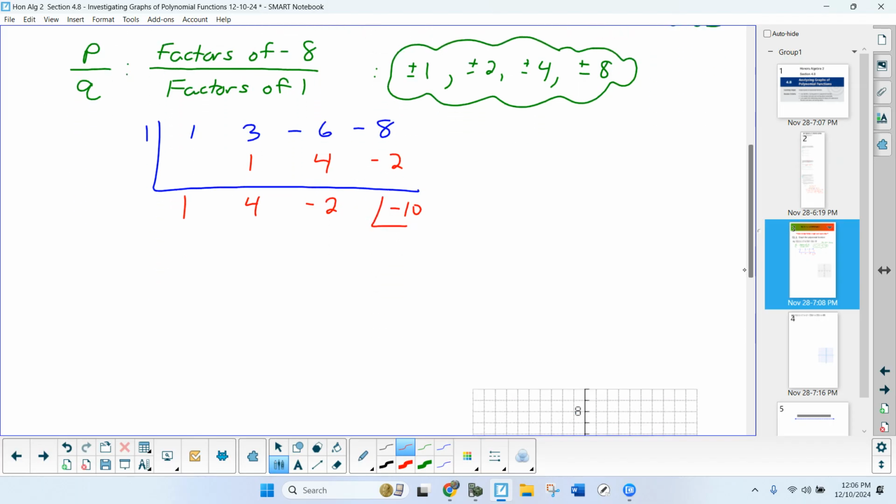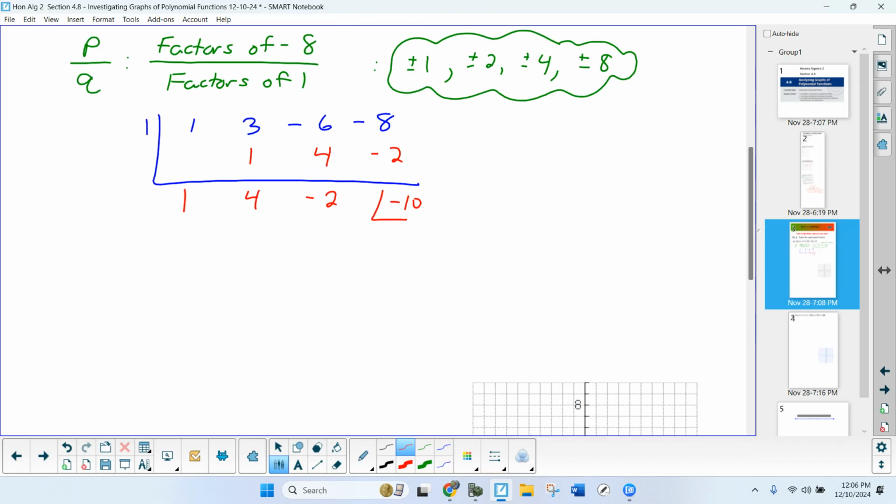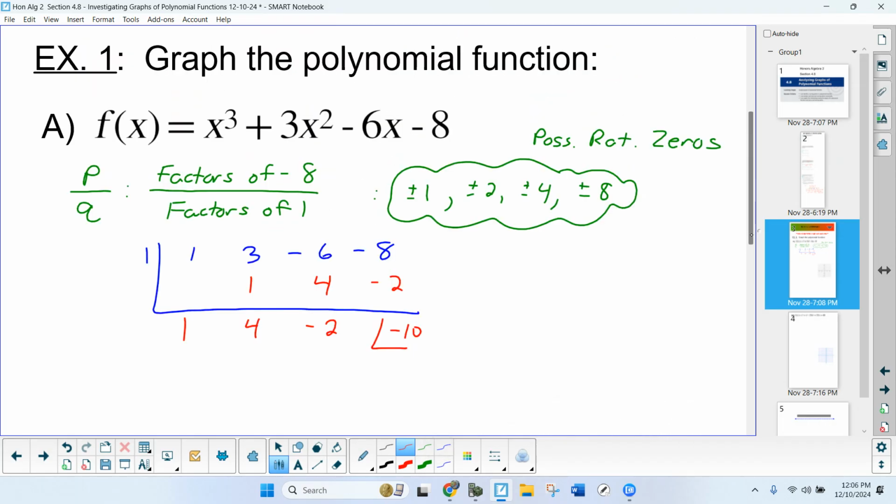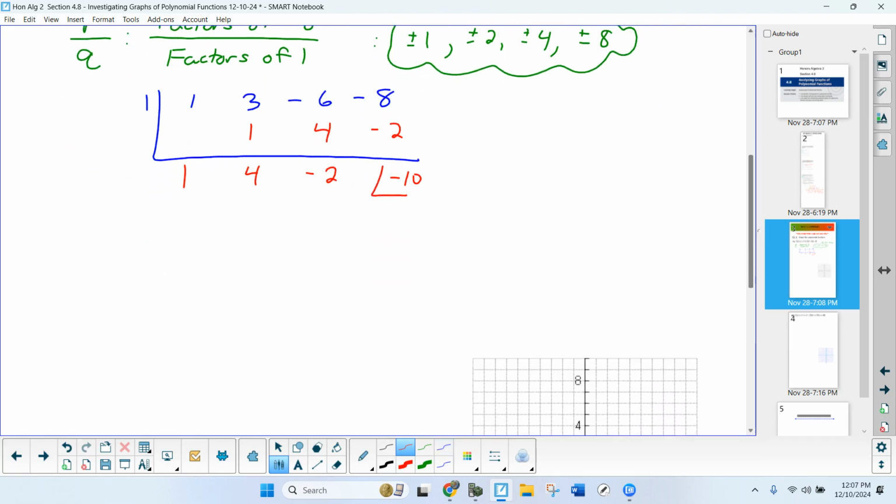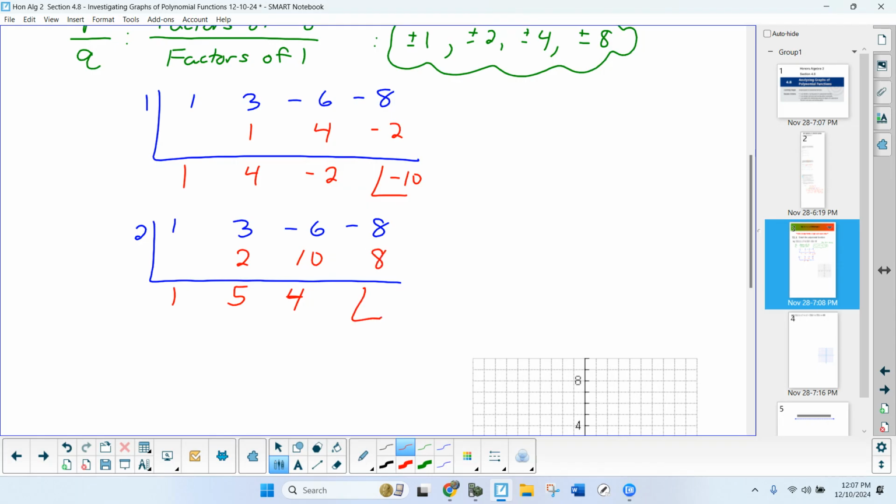Pick another one, Paige. Okay. This thing drives me nuts sometimes. Okay, pick 2. 1, 3, -6, -8. Okay, Paige, bring down the 1, multiply, you get what? Add, multiply, add, multiply, add. Okay, so did that one work? Yes. So my 0 is 2.